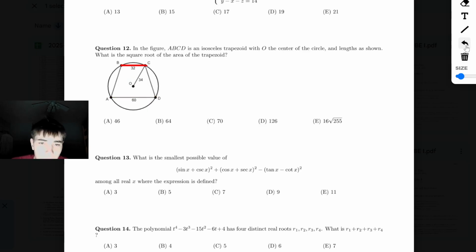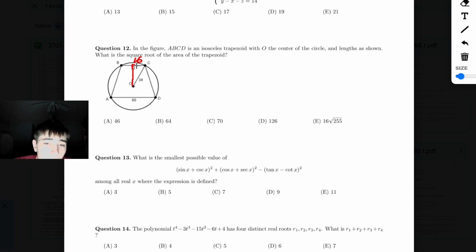But luckily for us, we got some right triangles here. So if we draw from the center to this BC right here, and we cut it in half, then 32 cut in half is 16.